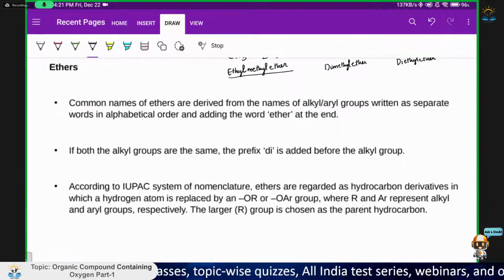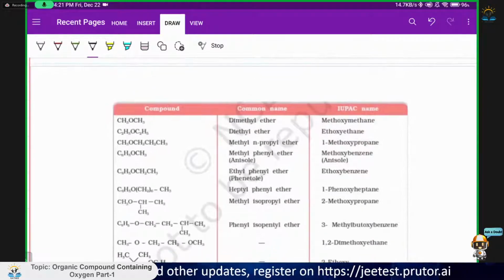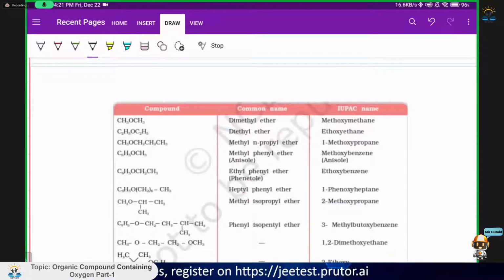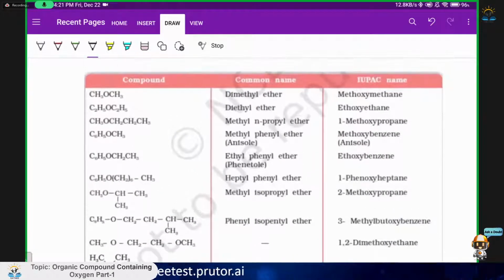According to the IUPAC system of nomenclature, ethers are regarded as hydrocarbon derivatives in which a hydrogen atom is replaced by an alkoxy or aryloxy group, where R and Ar represent alkyl and aryl groups respectively. The larger R group is chosen as the parent hydrocarbon. So we see the names here. We have CH3OCH3. We already named this compound by common name: dimethyl ether.